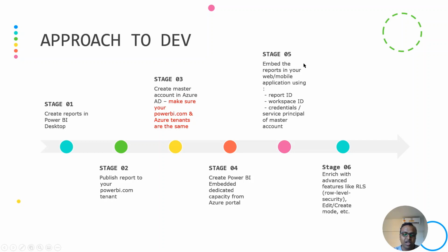Then you can embed the reports into your application using very few details like the report ID, the workspace ID, and the credentials of your master account from the Azure AD. Report ID and workspace ID can be found from the powerbi.com website or from the URL when you're navigating your Power BI workspaces. And once you're able to embed the reports successfully into your own applications, then you can enrich the application with implementations like row level security and edit create mode for Power BI embedded reports.